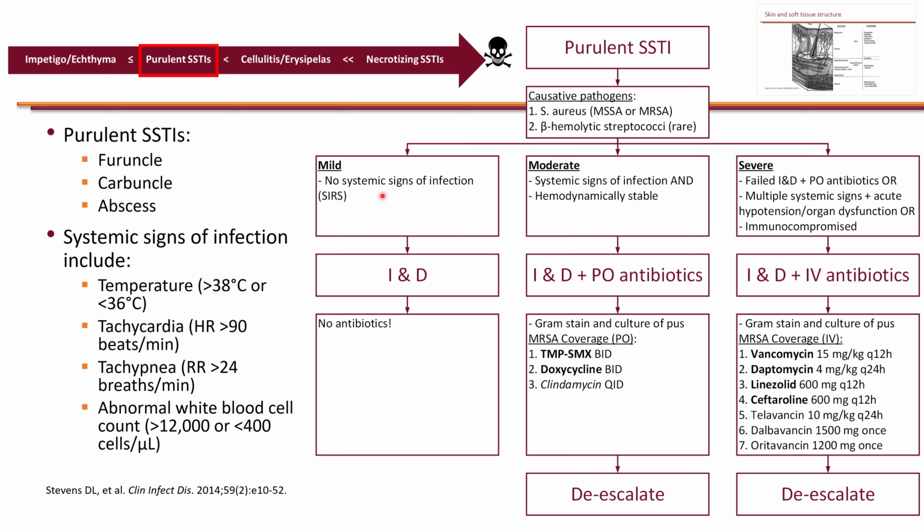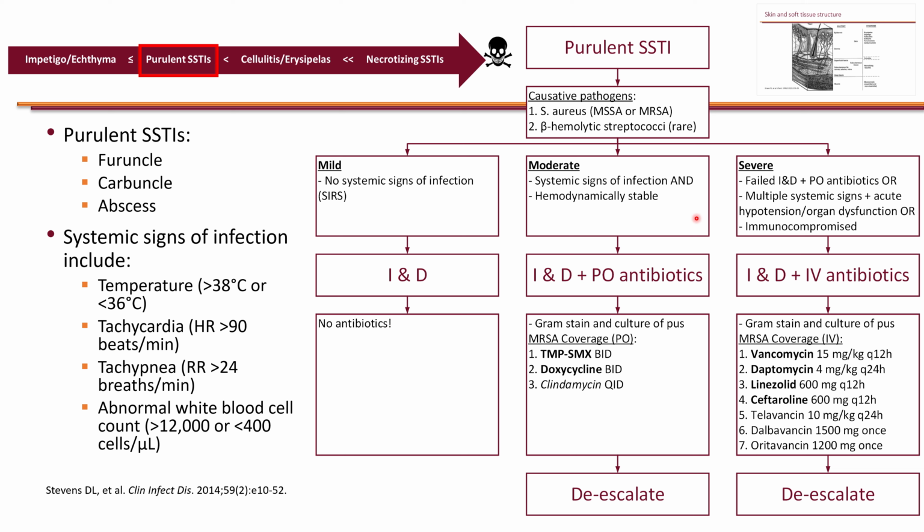Now, we do need to assess the severity of purulent infections and break it into mild, moderate, and severe, and that's driven by presence or absence of SIRS criteria. So if no systemic signs of infection, that's essentially mild, and all you need to do is incision and drainage. So essentially it's a source control strategy. So once you remove the pus, the patients will recover, so no need for antibiotics.